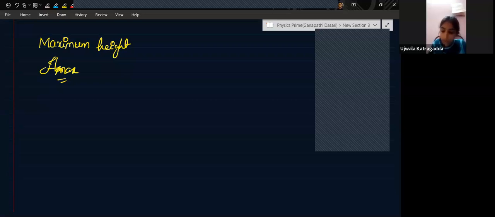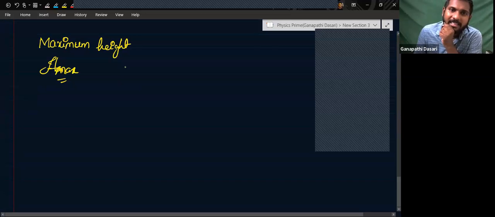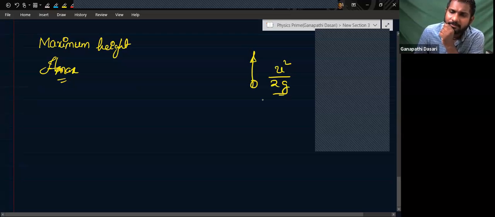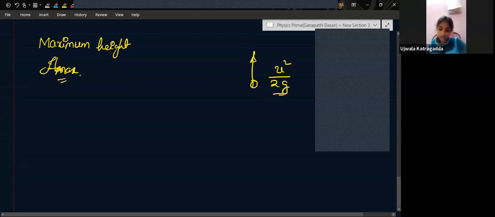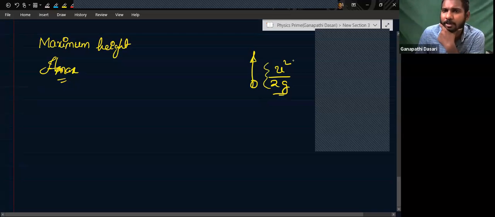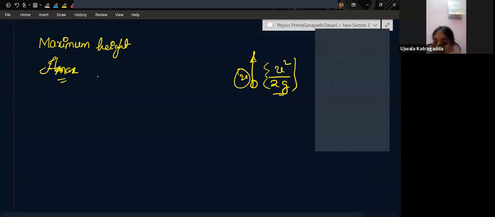Two U square by G, sir. H max is what? In general, if vertical motion, what is H max? U square by 2G, isn't it? Yes, sir. You can solve here also, but I am just trying to relate both of them, 1D and 2D. Is this the maximum height if a particle is thrown with a velocity U in vertical direction? The maximum height is U square by 2G, isn't it? Yes, sir.